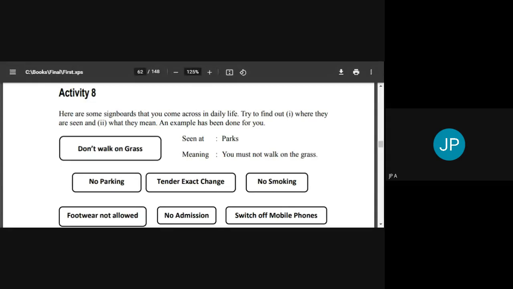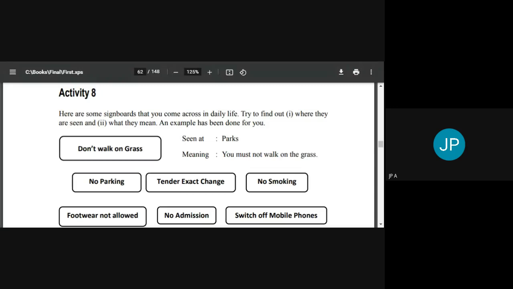So the first one, it is seen at parks. You don't walk on grass is a signboard that is usually seen at parks. What is the meaning of that? It means that you must not walk on the grass. So the meaning of that signboard is you must not walk on the grass. So one is seen at parks, and the meaning is you must not walk on.